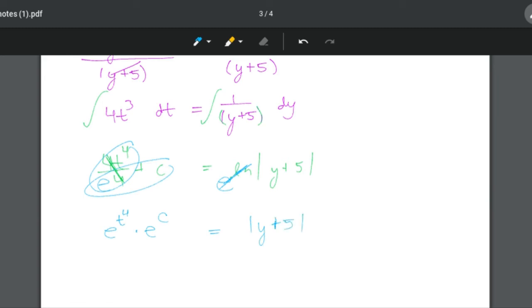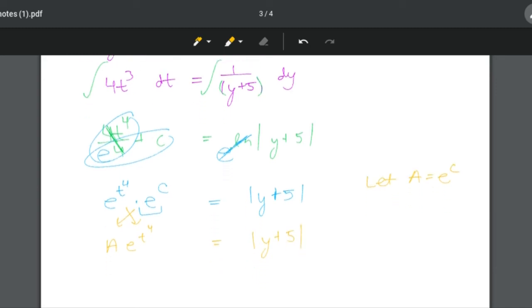Before we move on, our constant just got more complicated than a letter. The constant was c. It now became e to the c. So at this point, we should rename our constant, and you have to keep track off to the side. Let's start at the beginning of the alphabet. Let a equal e to the c. So we can rewrite this. I'm going to put the a in front. We got a times e raised to the t to the fourth power equals y plus 5. All right, so we're good.